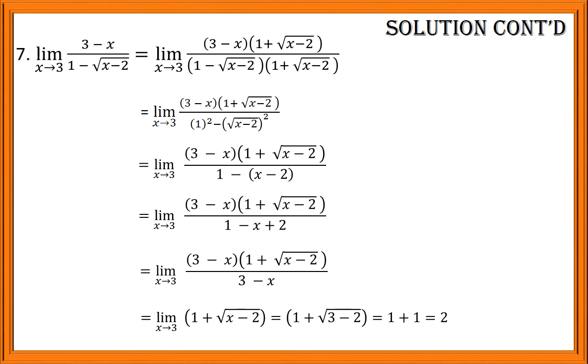Putting in the value of x, we'll have 1 plus square root of 3 minus 2. And 3 minus 2 is 1. Square root of 1 is 1. We'll have 1 plus 1, which will be equal to 2. Therefore, the limit of 3 minus x all over 1 minus square root of x minus 2 as x approaches 3 will be equal to 2.